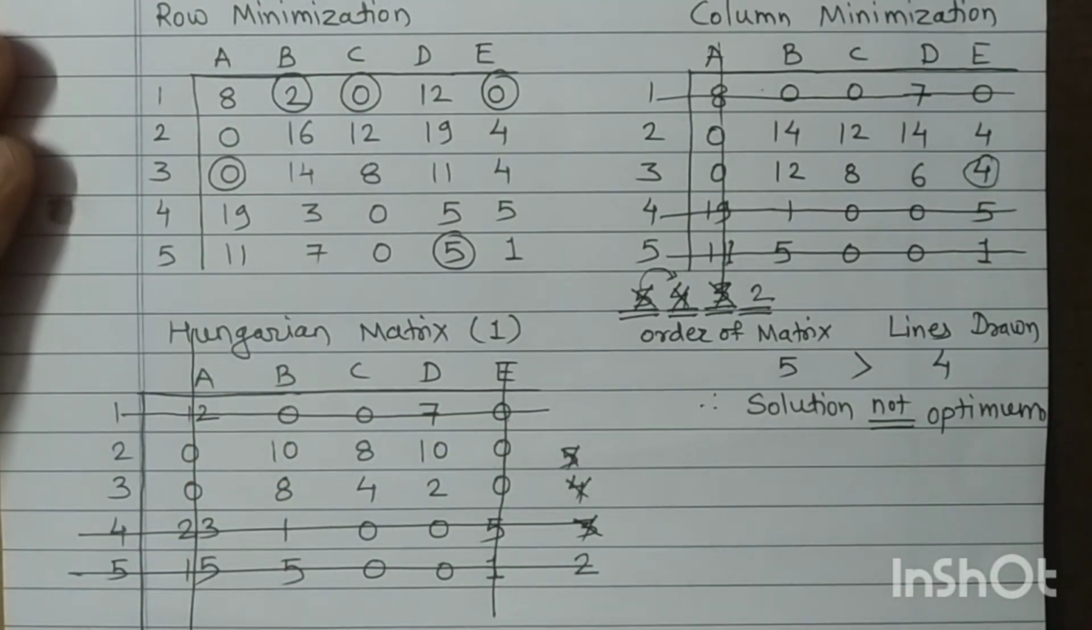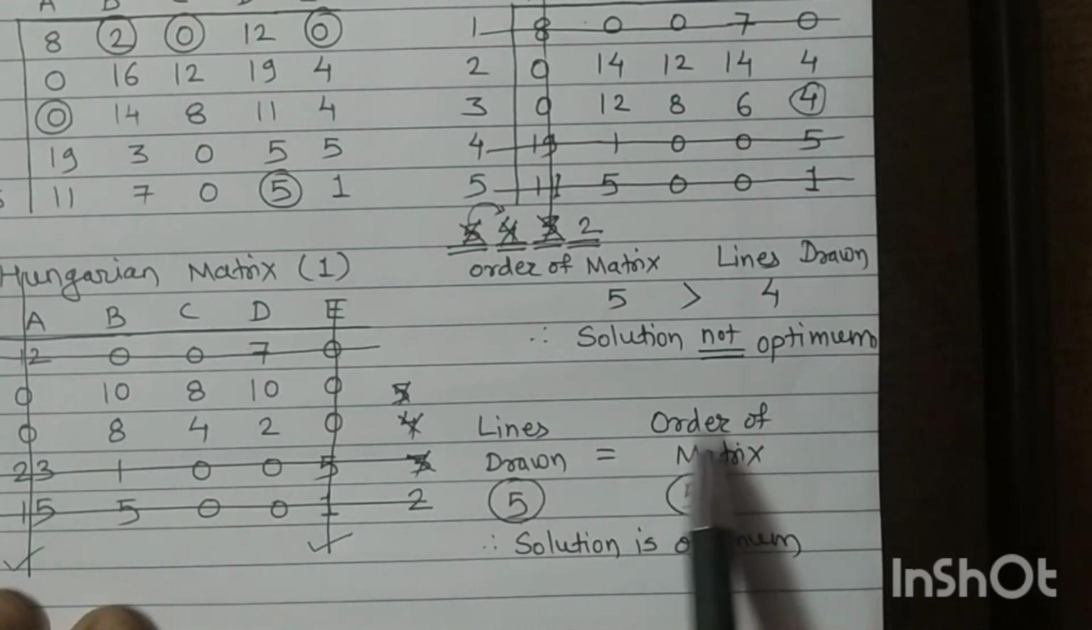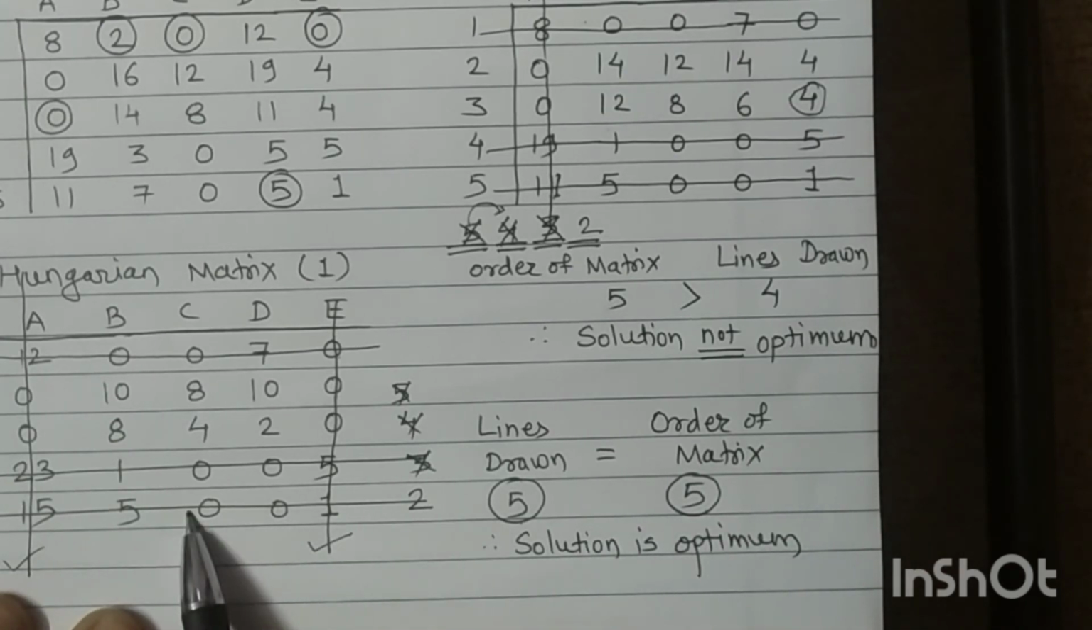So all zeros are covered and how many lines are drawn? 1, 2, 3, 4, 5. So 5 lines are drawn. So this solution is optimum. So I have to write down that: the number of lines drawn is equal to 5, which is exactly equal to the order of the matrix, which is also 5. Therefore the solution we got here is the optimum solution.